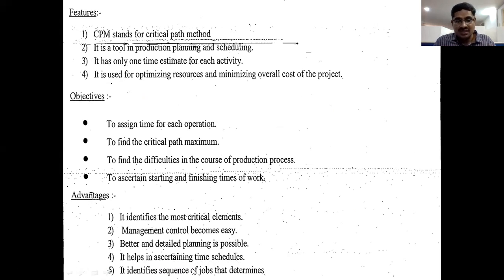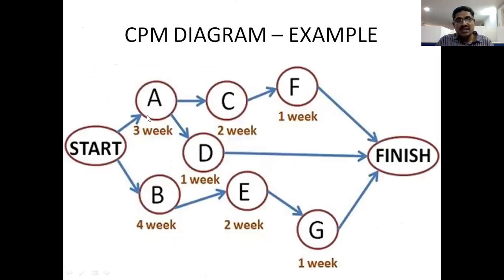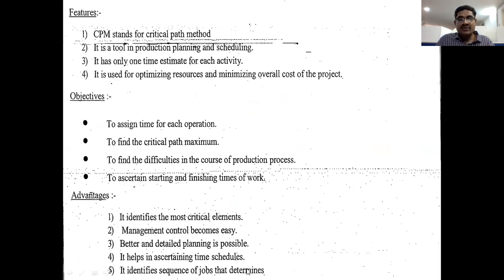It defines the sequence of jobs. So we can easily understand the sequence of operations. Here, starting point, first A, and then B. After completion of A, then C and D will be performed. After completion of C, then F will be performed. After completion of D and E, then G will be performed. After completion of F, D, and G, our project will be finished and our contract will be closed. So from starting to finish, we can easily understand the sequence of operations. This is another benefit of CPM and PERT diagrams.